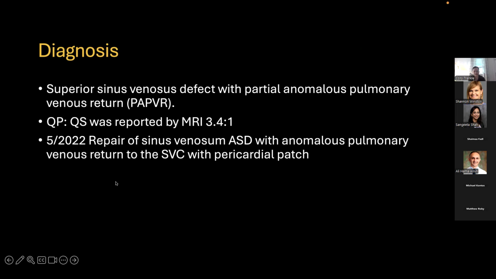This patient was diagnosed with a superior sinus venosus defect with partial anomalous pulmonary venous return. It's considered a superior sinus venosus defect because it's involving the SVC. If it's involving the IVC, it's called an inferior sinus venosus defect. And this patient went into surgical repair of the defect and correction of the flows of the abnormal pulmonary venous return, directed now to the left atrium.